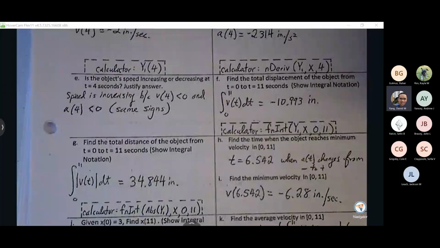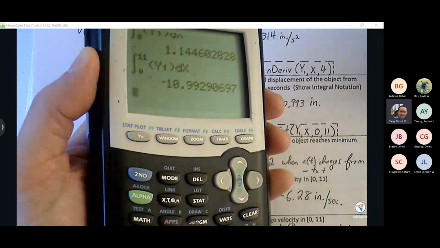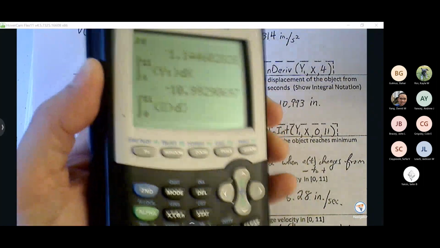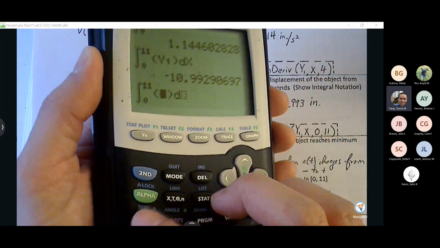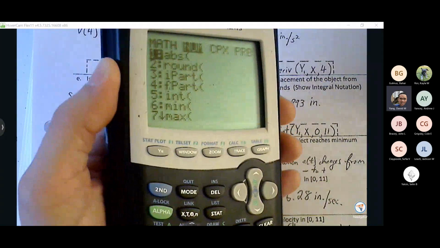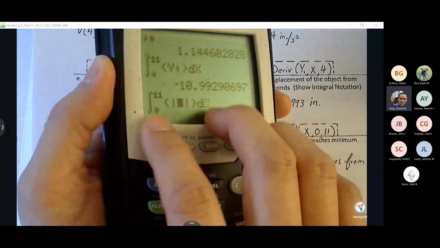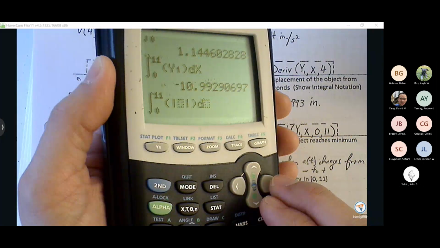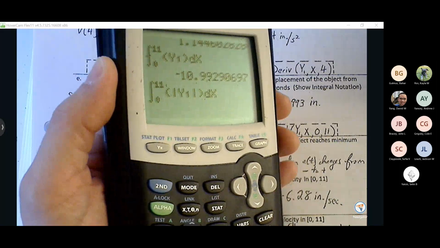Okay, next up, total distance. For total distance, you'll use the definite integral, but you have to involve absolute value. So you'll do math 9 from 0 to 11. The absolute value feature is under math. If you click on math, scroll over to number, you see ABS: math, number, ABS. Make sure the absolute value is inside, between the integral and dx, surrounding the velocity function. Alpha trace gets you to your velocity function, dx. It may take a little bit to get there.